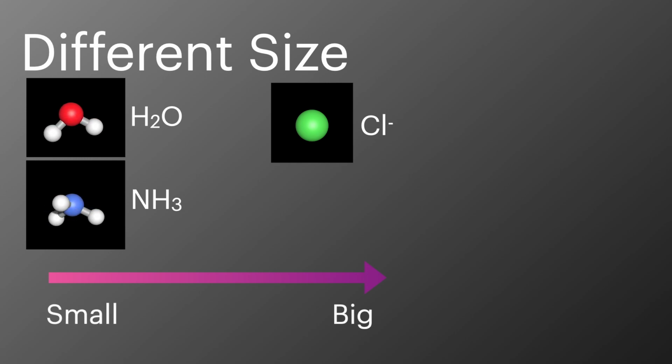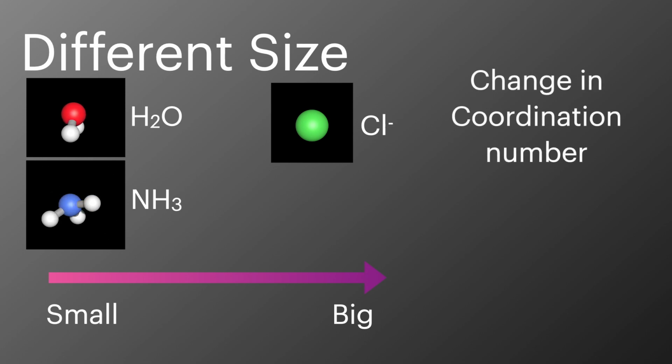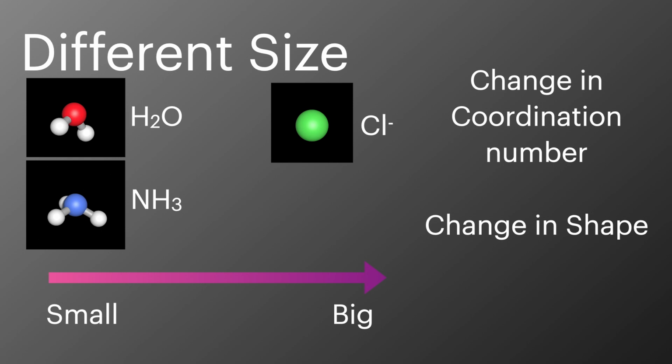If this happens, we'll see a change in coordination number. The change in coordination number leads to a change in the shape. So most complexes with chlorine as a ligand are a tetrahedral shape, whereas most complexes with water or ammonia as a ligand are an octahedral shape. And because chlorine has a negative charge, we'll also see a change in the overall charge of the complex.